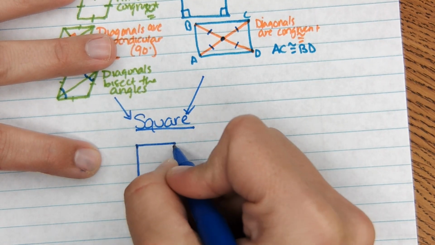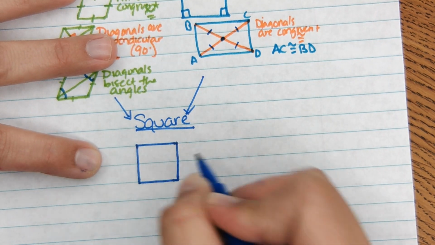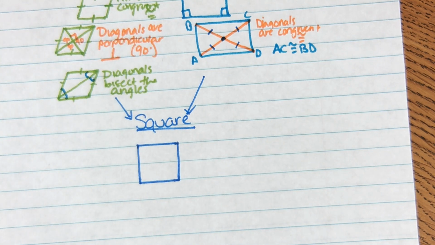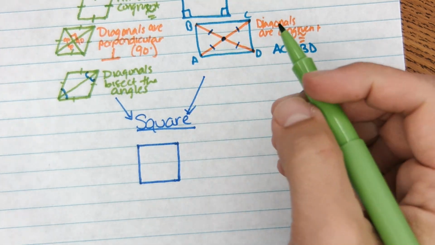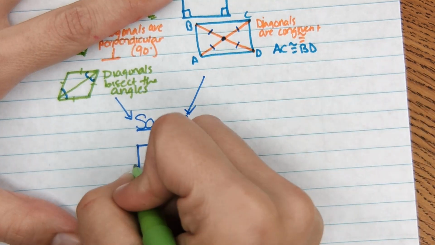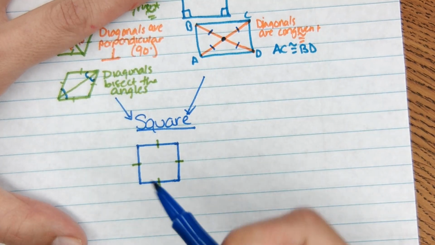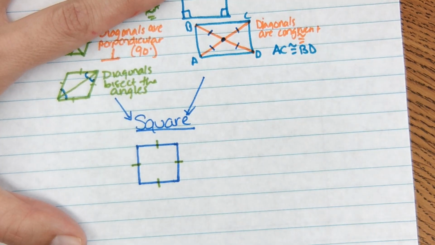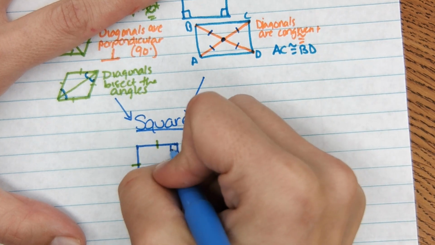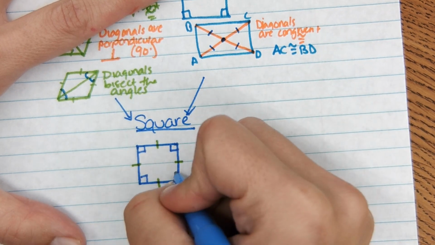So we're going to draw a square. And so a square has all the characteristics of all of its ancestors. All the sides are the same length, like a rhombus. Opposite sides are parallel. And then like a rectangle, it has all the 90-degree angles.